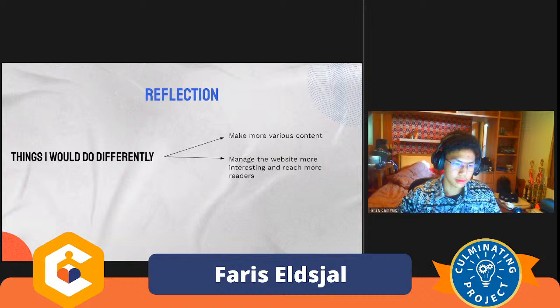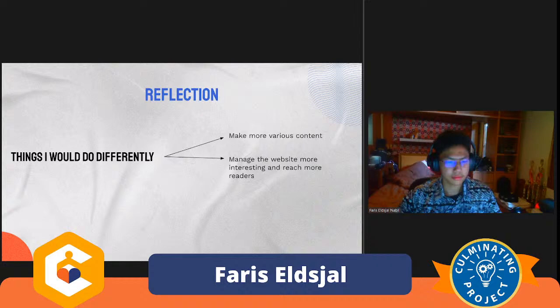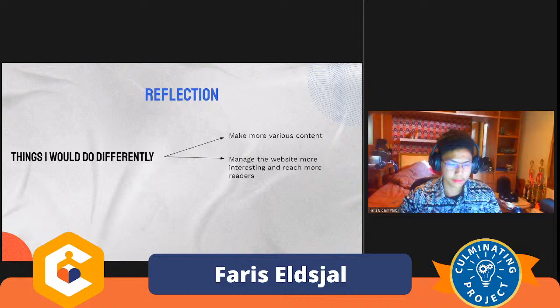And for the reflection, here are the two things I would do differently. One, make more various content. I could write more things, for example, about the downside of being overweight and many more. Two, make the website more interesting and reach more readers. I could put more pictures and write some low calorie food that you can try.